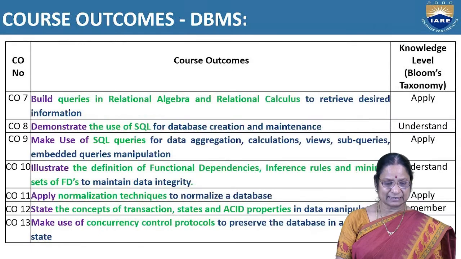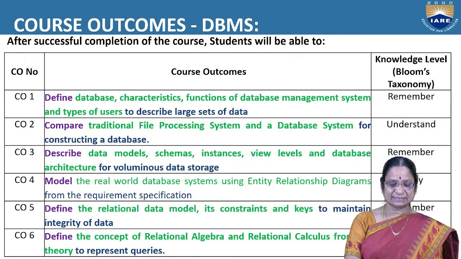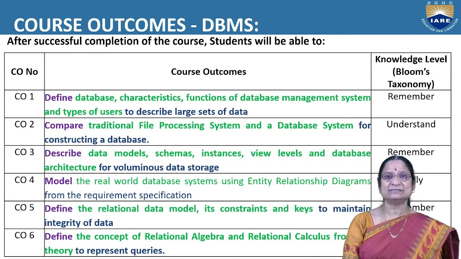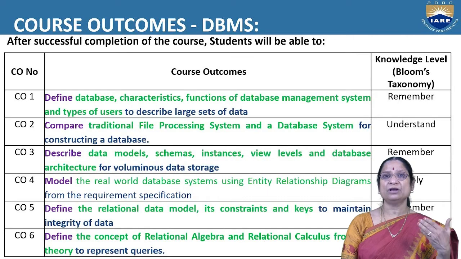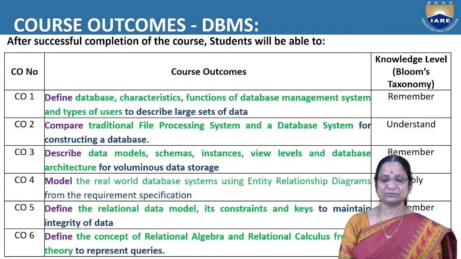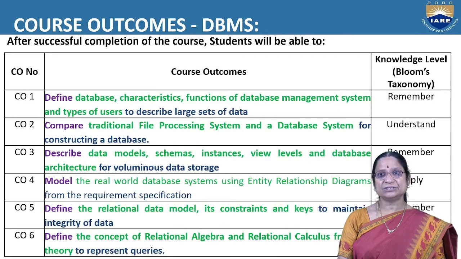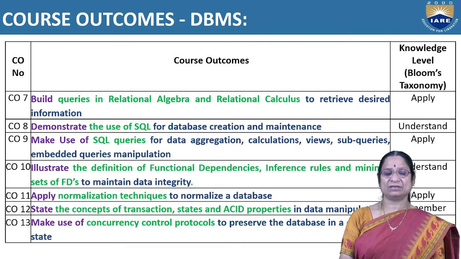And 5, 6, 7 are related to the basic relational approach. So CO5 is defining the basic relational model and the fundamentals or building blocks of relational database management system, that is relational model. What is a relation, etc. Those are fundamentals they must remember. So that is remember. And next, CO6 is define the concept of relational algebra, that is how relational algebra and relational calculus, pure languages, are going to be used to access our data.